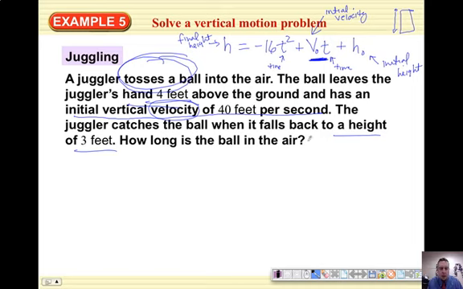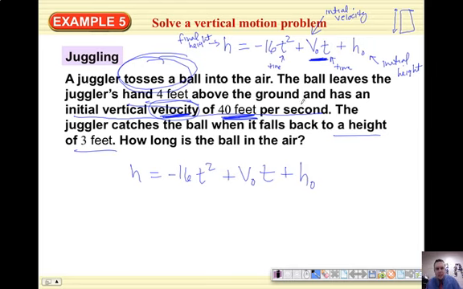But that's not this case right here. So here, pay attention to this. Vertical velocity of 40 feet per second. So, I'll write it down here. Negative 16 t squared plus v0 t plus h sub 0. All you have to do is fill in the numbers we see.